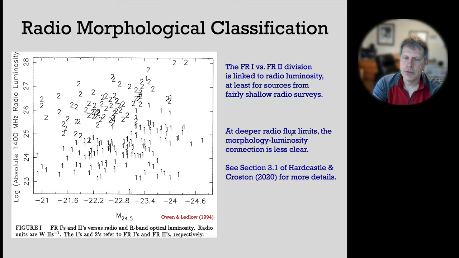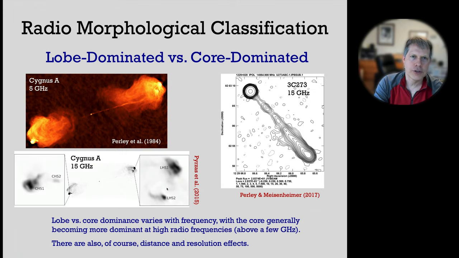For samples drawn from deeper radio surveys that are now available, this morphology-luminosity connection, while still there, is less clear-cut, as appears here. And I refer you to section 3.1 of this particular paper if you'd like to read some more details about that and see some additional references. Okay, so those are some points about radio morphological classification.